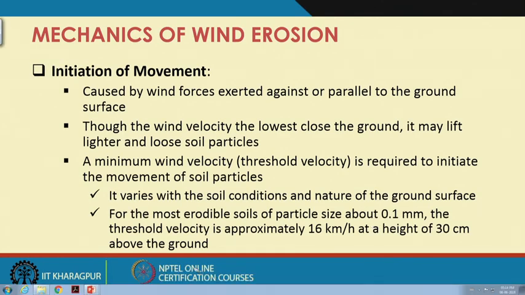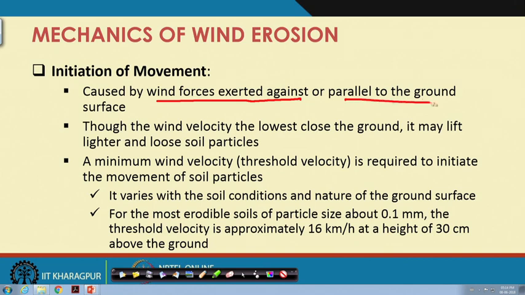If we talk about the initiation of movement, it is caused by wind forces exerted against or parallel to the ground surface. Very similar to raindrops, if the wind hits the soil surface at an angle, then obviously it causes initiation of movement. If it is parallel to the ground surface, then also, as we saw, even a light wind can roll the soil particles. The rolling of soil particles, or initiation of movement, takes place.